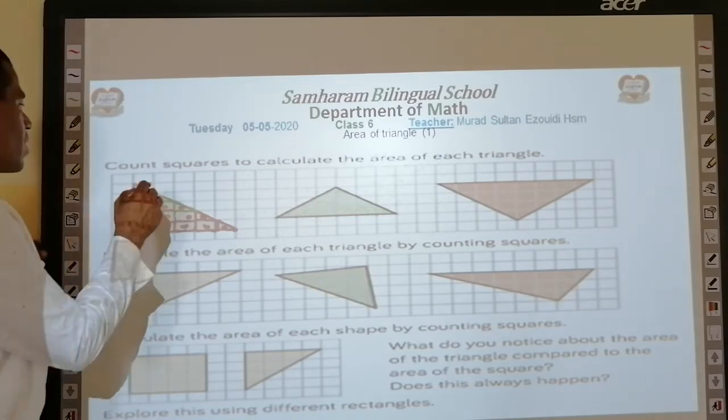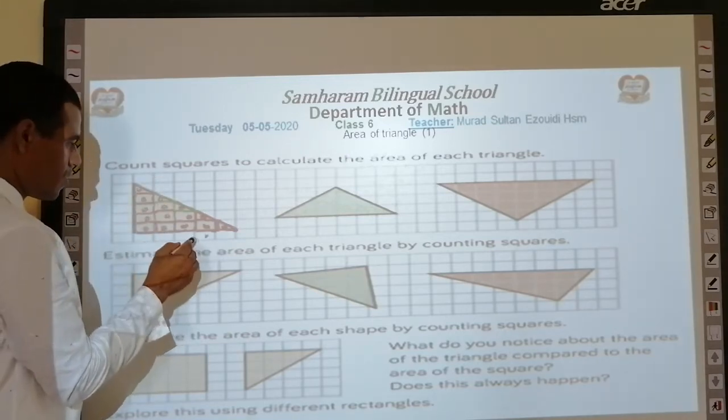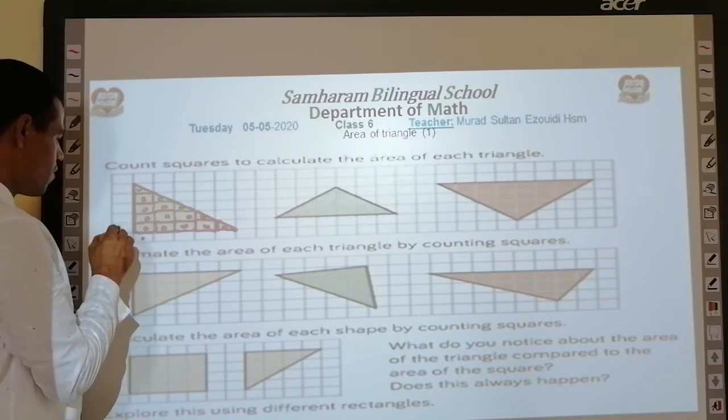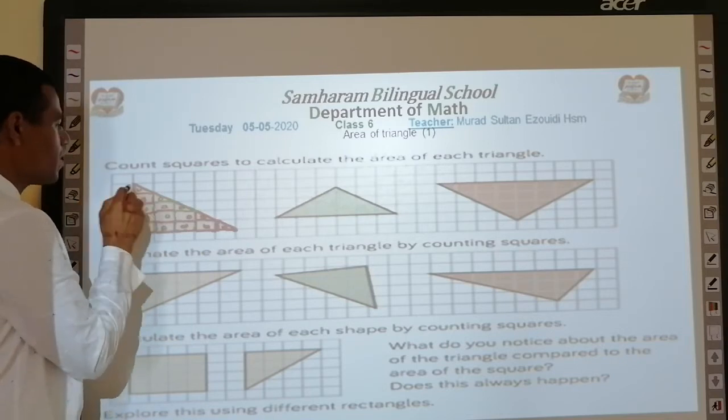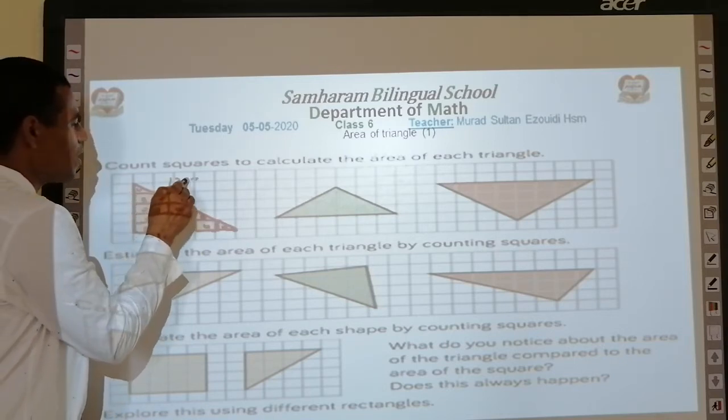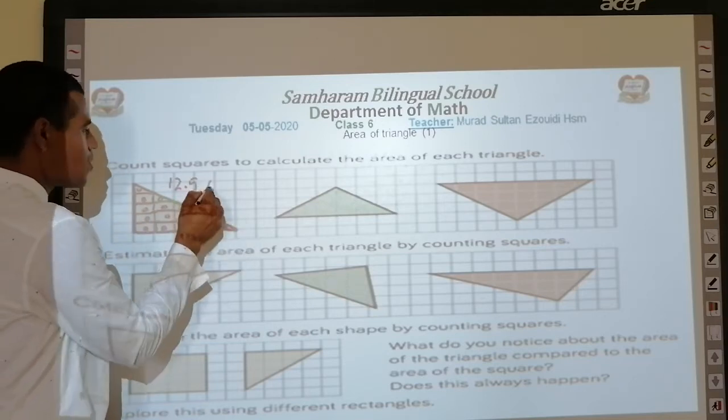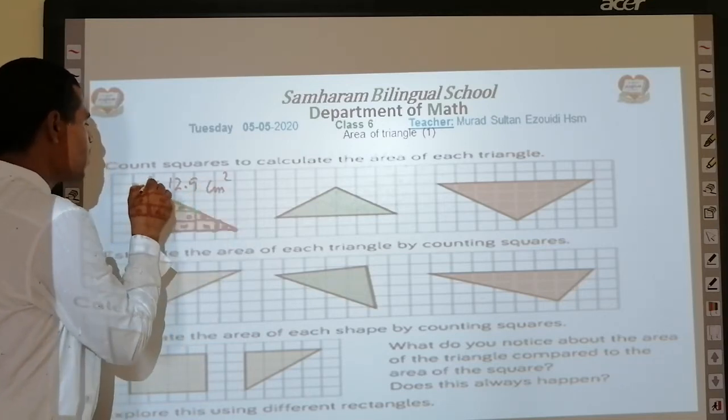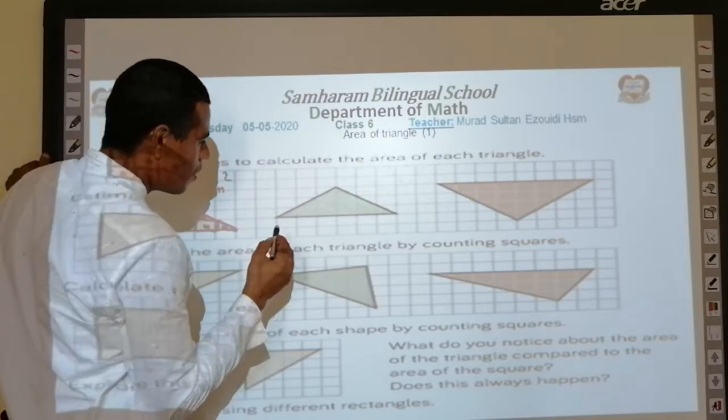Okay? So this one will be 1, 2, 3, 4, 5. 1, 2, 3, 4, 5. Yes, it will be 12.5 centimeters squared. This is the area, my learners. The next one, look here.